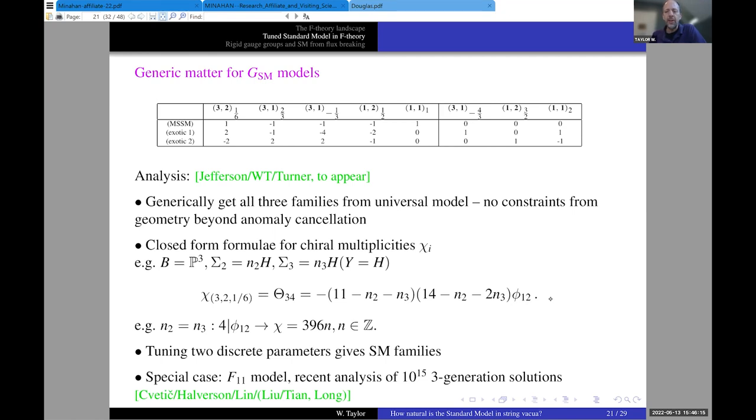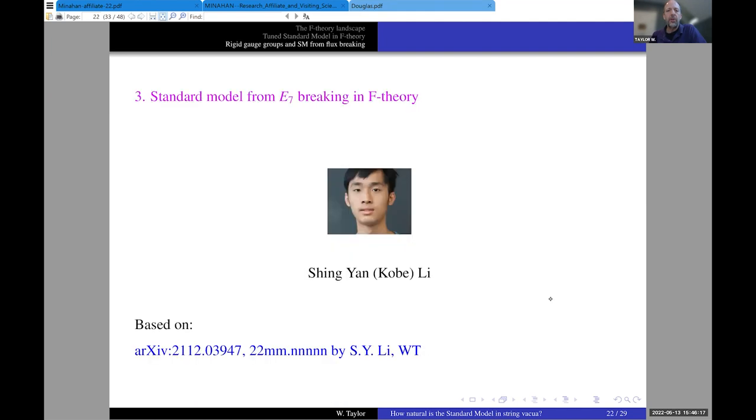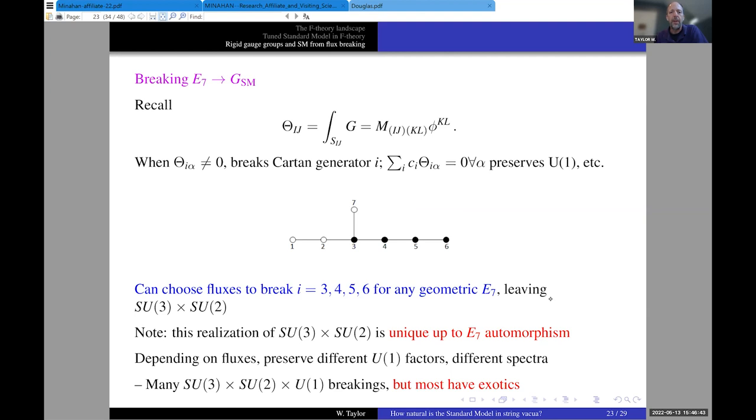Okay, but as I said earlier, this is great, but it's tuned. So if we really want to find something typical or generic, we should break one of the geometrically non-Higgsable exceptional groups. So in a recent paper with Kobe Shengyun Lee, a student at MIT, and another paper forthcoming shortly, we have outlined a construction where we take E7 as a rigid or geometrically non-Higgsable group and break it down to the standard model. So again, remember, through this unifying resolution independent picture, we think of the flux as being this matrix times the flux phi.